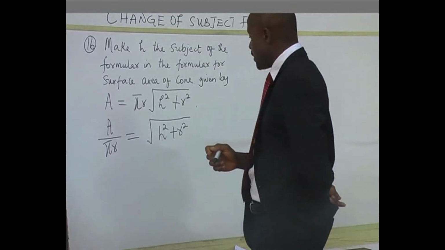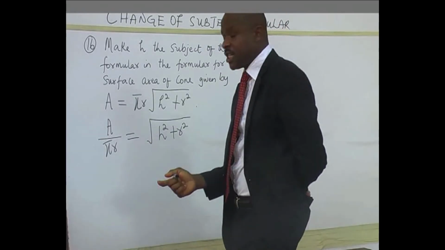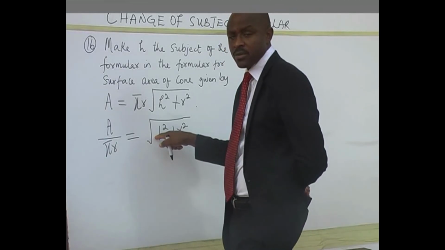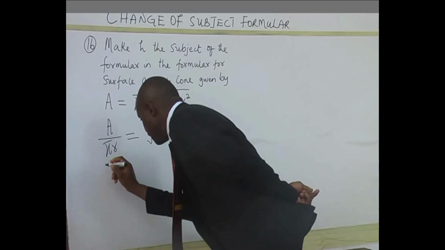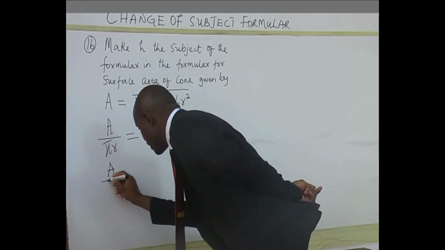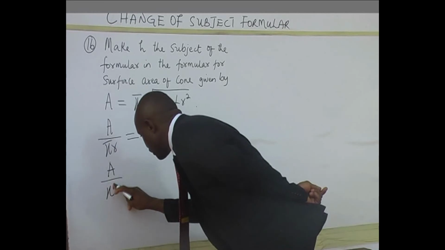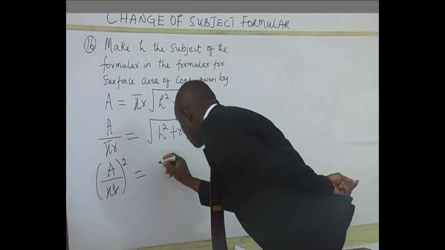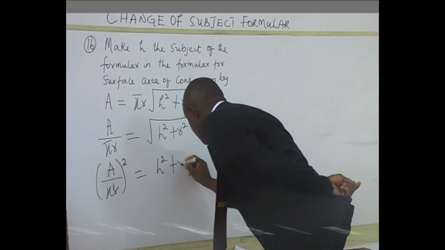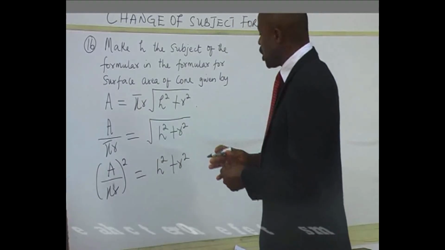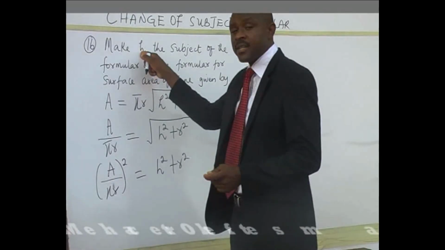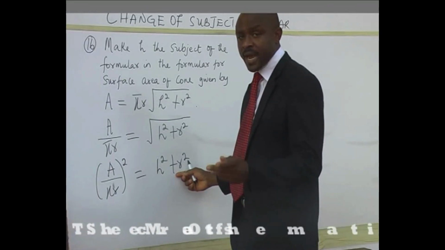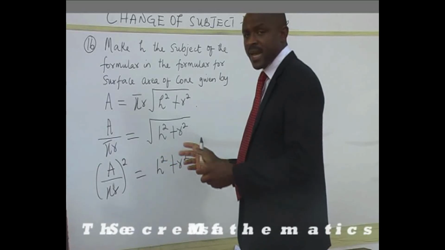The next thing you do now is square both sides. It is only by squaring both sides that you'll be able to eliminate this sign of square root. When you do that, in the left hand side you're going to have a divided by pi r, everything squared, will be equal to h squared plus r squared. At this juncture, remember that it is h that we are asked to make the subject of the formula. You are going to subtract r squared from both sides so as to eliminate r squared from the right hand side of the equation.